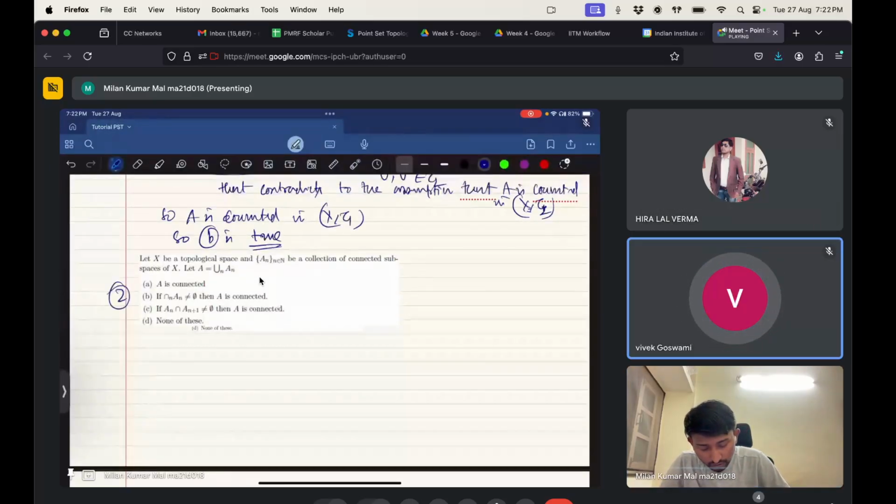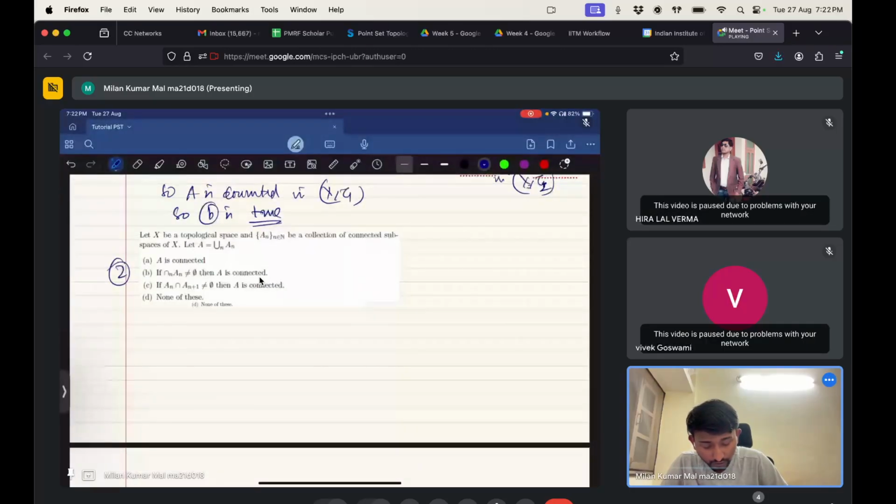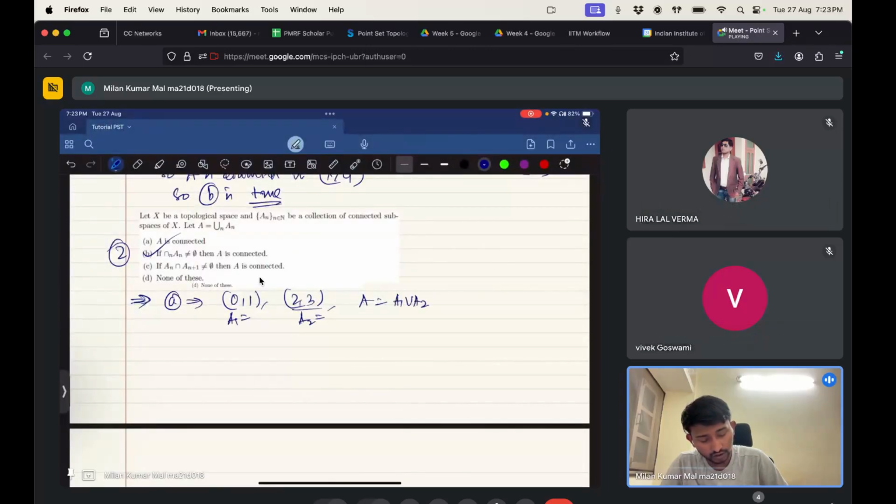So the second one will follow from B. This is correct. A need not be connected. For A, you can take A_n connected, like the open interval (0,1) and the open interval (2,3). Take A equals A1 union A2, which equals (0,1) union (2,3). So A is not connected here.